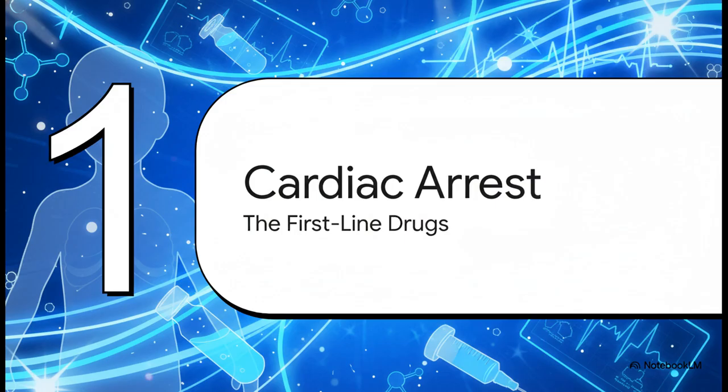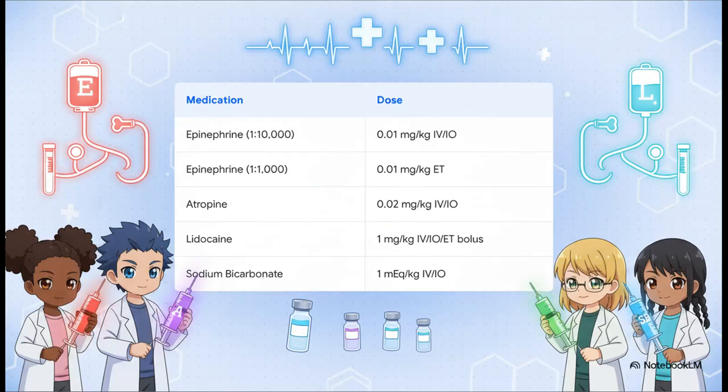These are the drugs that form the absolute backbone of pediatric resuscitation. All right, here are the big four. You've got epinephrine, that's your main go-to vasopressor, atropine for bradycardia, when the heart rate is dangerously slow, then there's lidocaine for those scary ventricular arrhythmias, and finally, sodium bicarbonate for very specific situations, like a really prolonged arrest. And check this out. Notice the different ways you can give them: IV, IO, or even down the endotracheal tube. That flexibility is key when getting access is a nightmare.